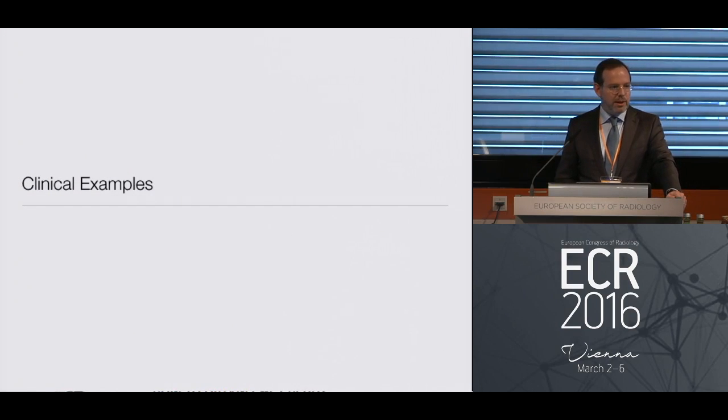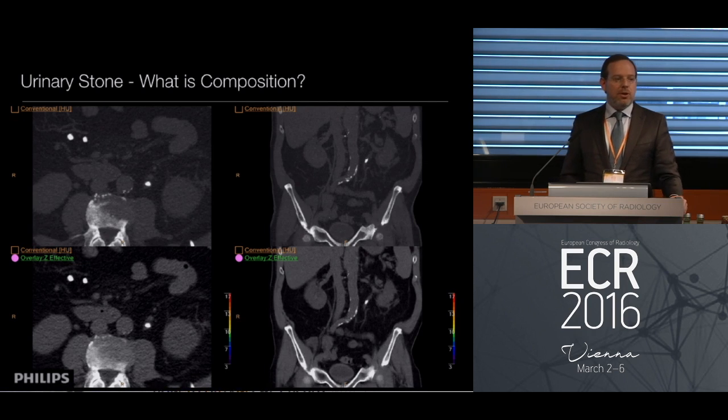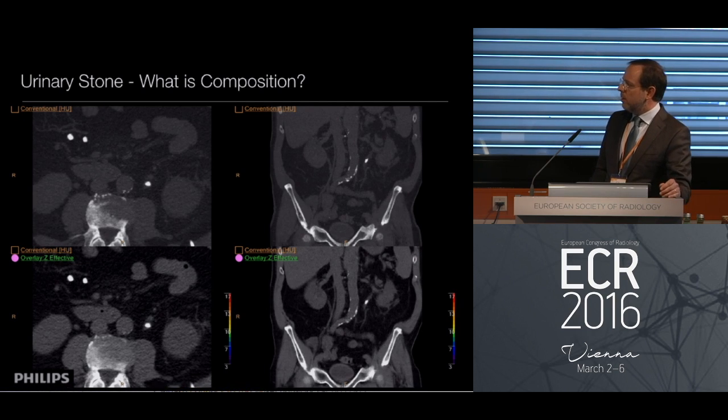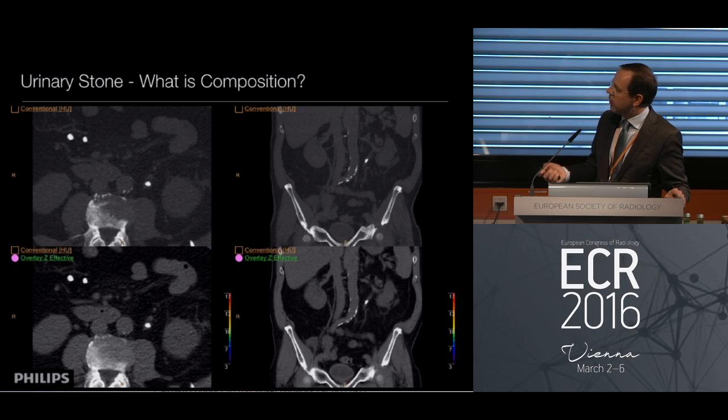So let's walk through some clinical examples and what the spectral information can do for you there. A thing you often see for spectral information is the ability to differentiate the composition of kidney or urinary stones. And this is what I'm going to show in this slide. So on the left side here, on the top row, we have the transverse and coronal source images in the conventional Hounsfield unit reconstruction. So here we have a urinary tract stone. We can see it sitting in the left ureter here.